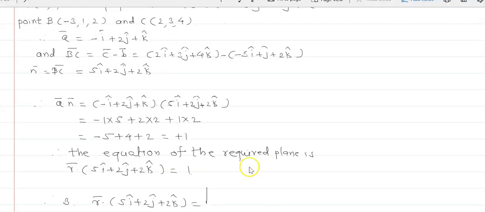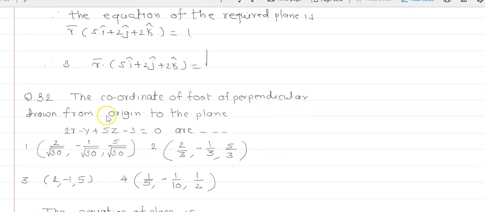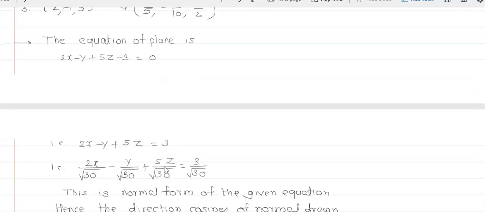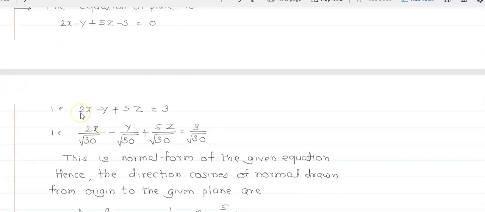Now in the same way, the coordinates of the foot of the perpendicular drawn from the origin to the plane 2x minus y plus 5z minus 3 equals 0. The equation of the plane is 2x minus y plus 5z minus 3 equals 0, and it can be written as 2x minus y plus 5z equals 3. Divide on both sides by root of 5 square plus 1 square plus 4 square, that is root 30. Hence divide by root 30 on both sides. This is the normal form of the given equation.